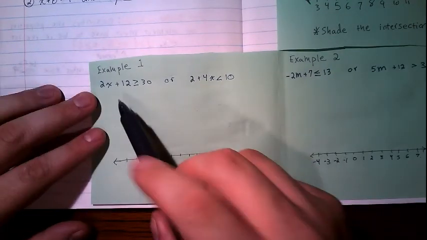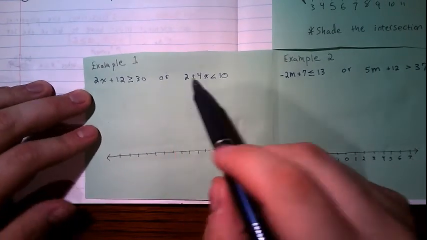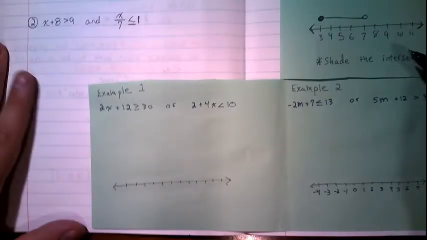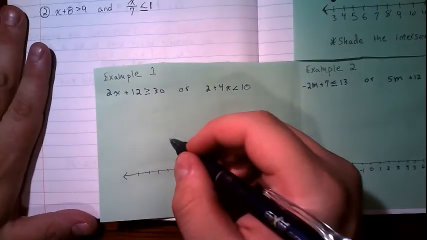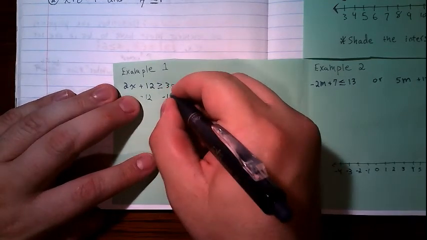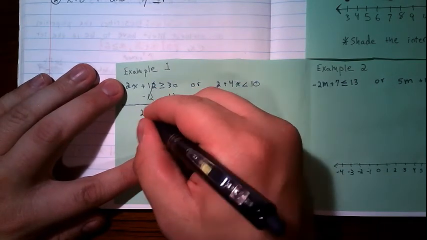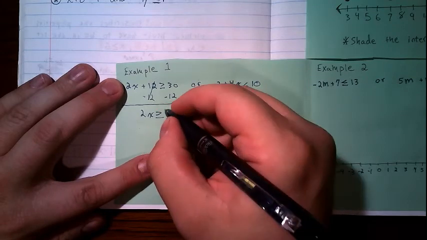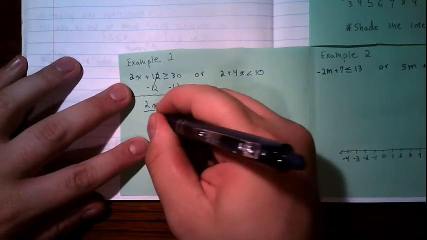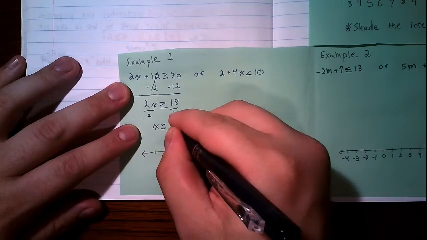For example 1, I know that 2x plus 12 is greater than or equal to 30. Or 2 plus 4x is less than 10. So again, we're going to solve each of these individually. So we'll start over on the left. Subtract 12 from both sides. That crosses out, and I have 2x is greater than or equal to 18. And I divide both sides by 2. And x is greater than or equal to 9.